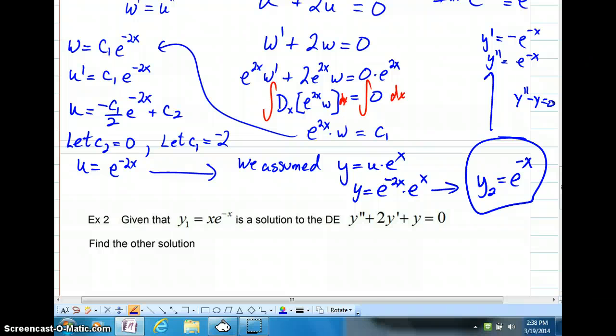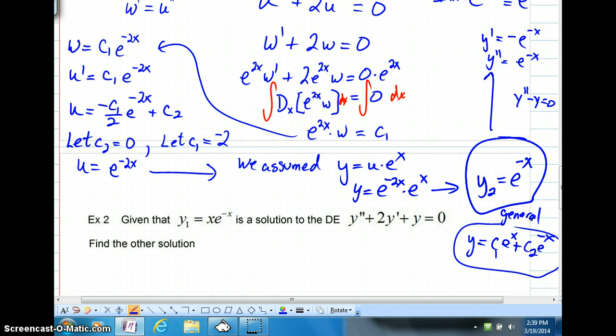So that's all they're asking you to do right now. But if I were to go to a general solution, the general solution would be y equals c1 e to the x plus c2 e to the negative x. Assuming that these are linearly independent, just by the way we set up that y was equal to u times the other y solution, that's more or less showing that they're linearly independent. You wouldn't even need to use the Wronskian on it, you know. Does that make sense?